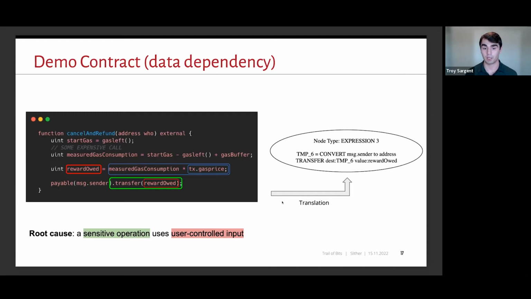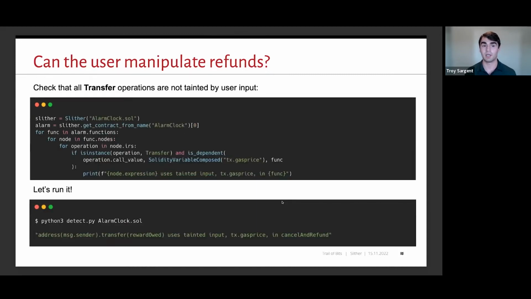And so we're going to try to only catch this bug once. And we're going to ask ourselves, how could we prevent this from appearing in other code bases or from being reintroduced into this code base after we've found this bug using Slither. So we can see how this snippet of code is translated from left to right into Slither's intermediate representation. And we're going to try to find this transfer operation and see, does the value, the amount that's being sent to the user, does it depend on user input? So the question we're asking really is, can the user manipulate refunds?